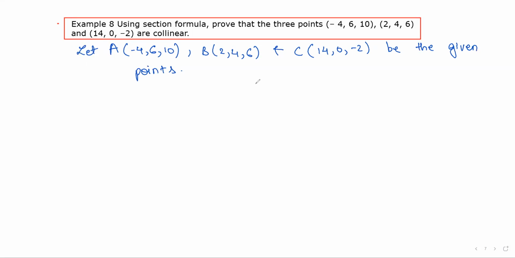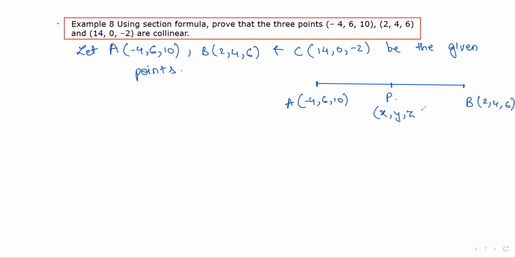So now, if you were using the distance formula, what you should do is take any two points. In place of A, B, and C, we'll take any two points. Let us consider A and B. So your A point, according to your consideration, is minus 4, 6, 10. And your B point is 2, 4, and 6. And you'll consider a point P with x, y, z coordinates, which is dividing AB in the ratio k:1. Now you'll apply the section formula over here. This is your next step, to apply the section formula and get the coordinates of point P.